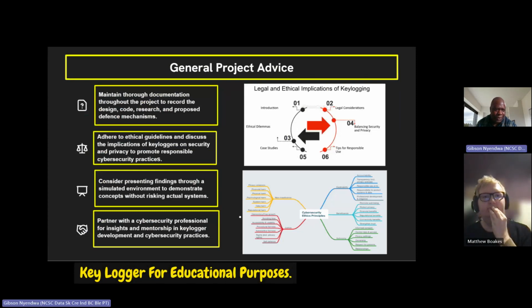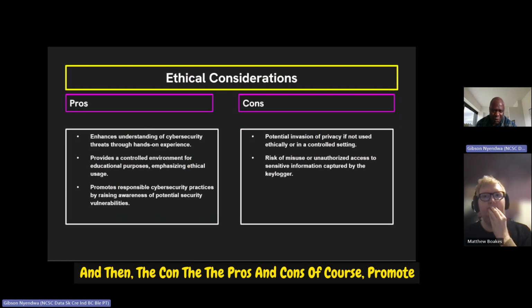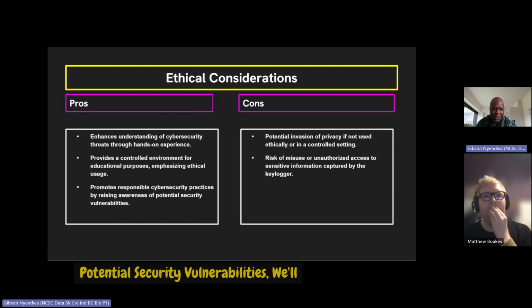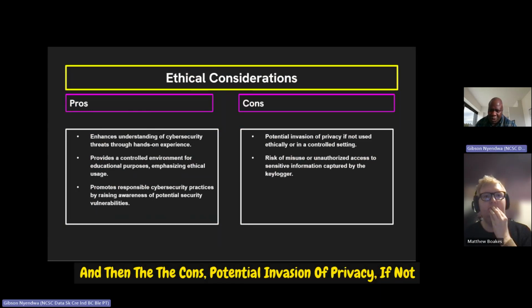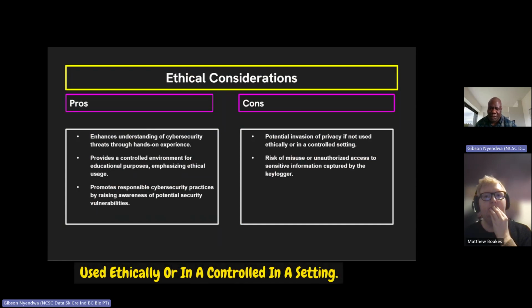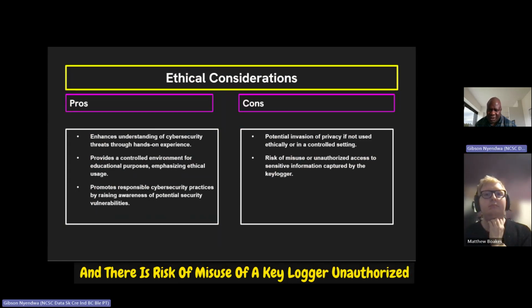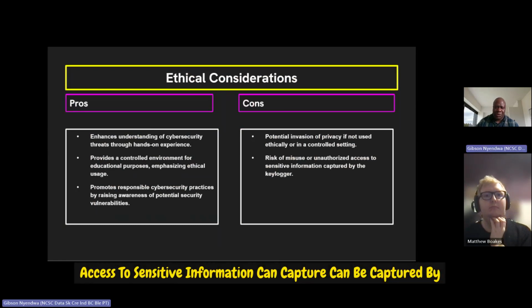while developing this keylogger for educational purposes. And then the pros and cons, of course. Promote responsible cybersecurity practices by raising awareness of potential security vulnerabilities. Use this for educational purposes. And then the cons: potential invasion of privacy if not used ethically or in a controlled setting. And there is risk of misuse of a keylogger. Unauthorized access to sensitive information can be captured by a keylogger.